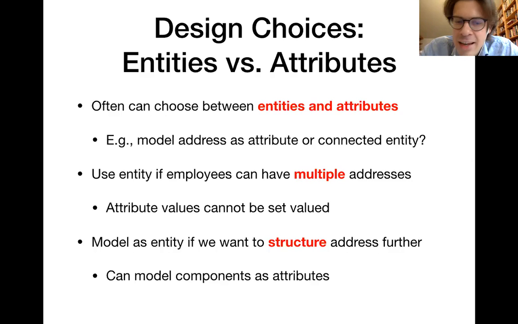And also, an address is often structured into multiple fields, for example the street, the number, the city, and so on. If you want to represent that structure, then you also have to model it by introducing a new address entity, because then you can model those different components as attributes of the address entity. So those are some of the things to consider when choosing between entities and attributes in your model.